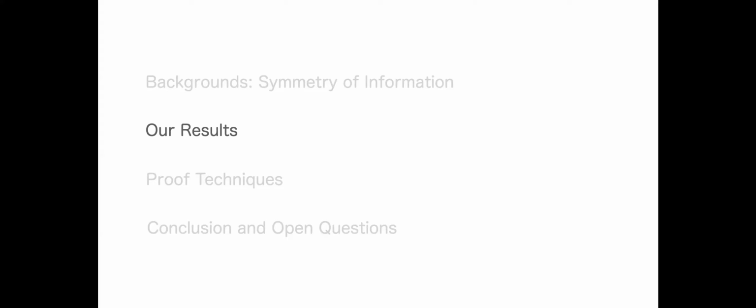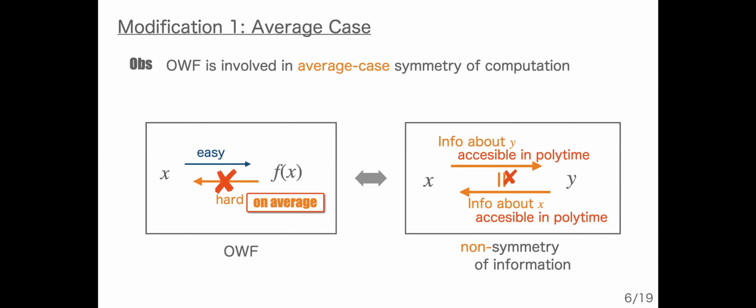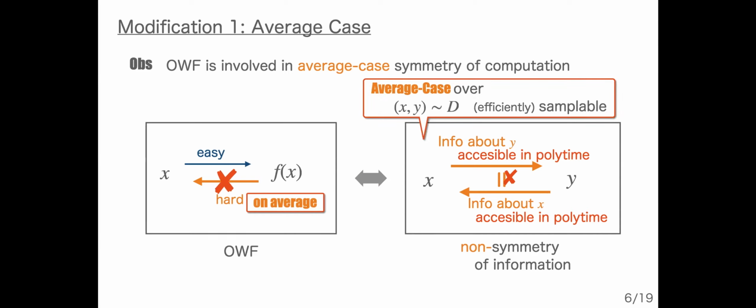First, I explain what the two modifications are. The first modification is the consideration of average case non-symmetry. It is easy to observe that a one-way function indeed involves average case non-symmetry because it requires average case hardness of inverting. To obtain such an average case non-symmetry of computation from non-symmetry of information, we naturally introduce the average case variant of non-symmetry of information. Specifically, we consider average case symmetry of information on an efficiently samplable joint distribution over pairs of strings.